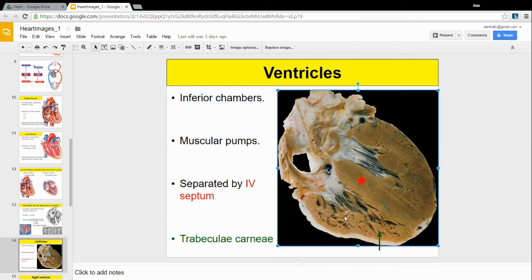Muscular ridges in here called trabeculae carneae. Trabeculae: ridges, struts. Remember you met trabecular bone last semester? Carneae, of meat, of flesh. So literally the trabeculae carneae are the ridges of flesh. When you eat a heart, like you eat a cow heart, delicious, by the way, you're eating mostly the ventricles. That's where all the meat is.